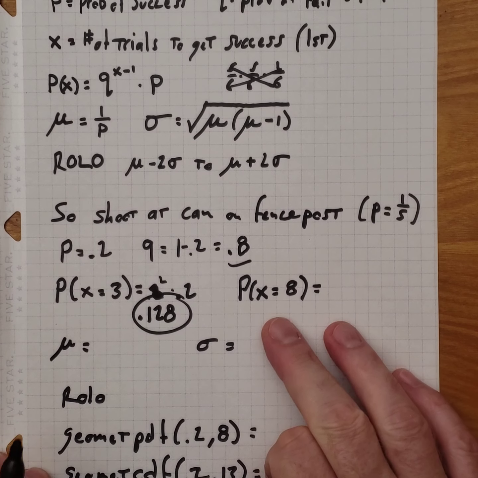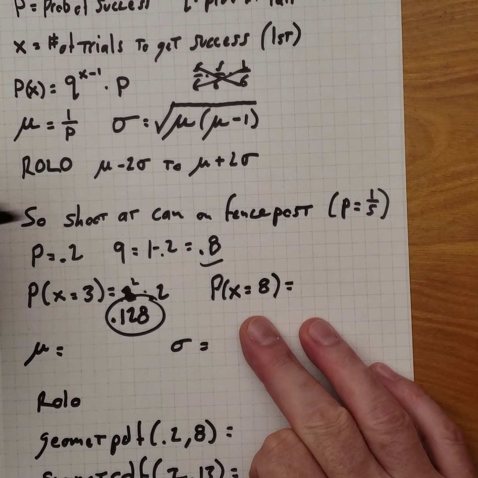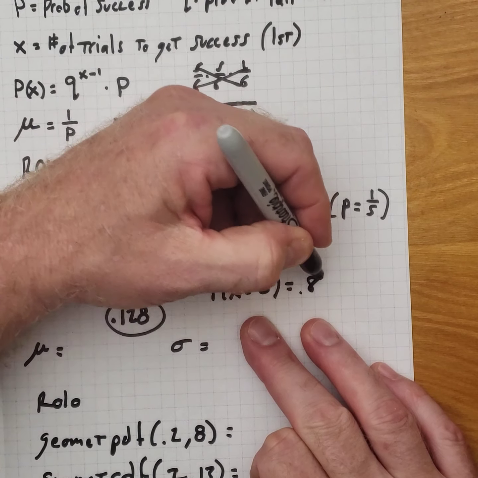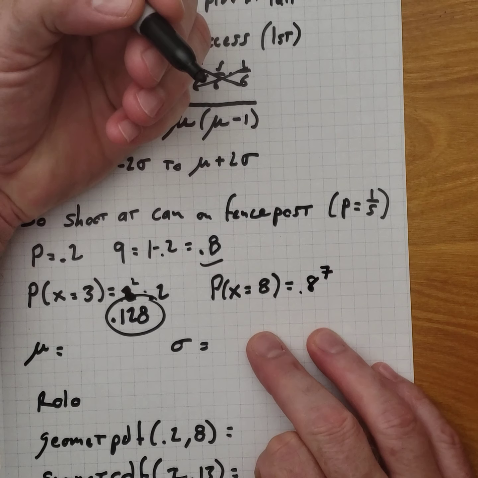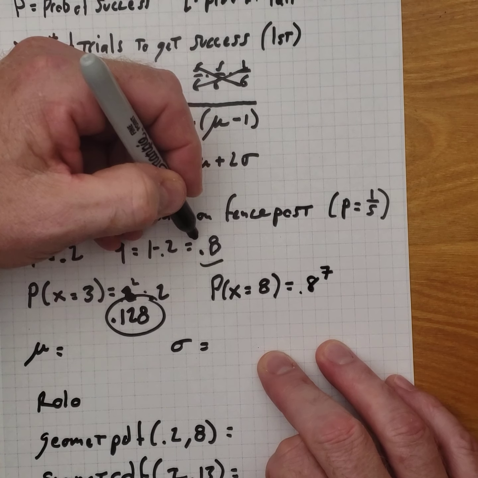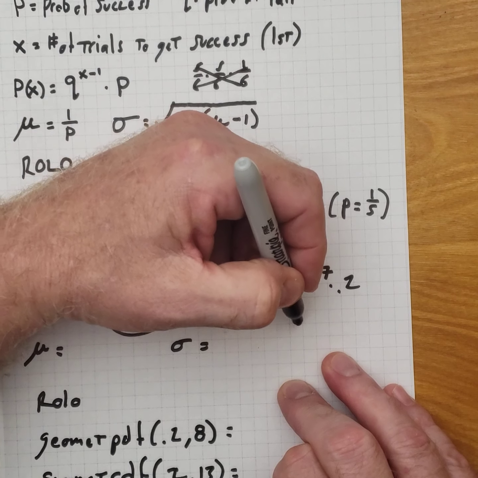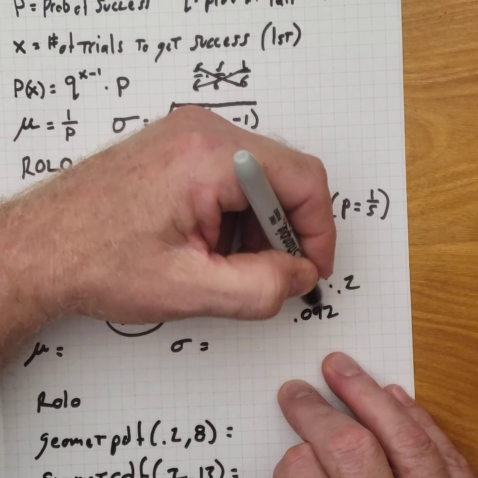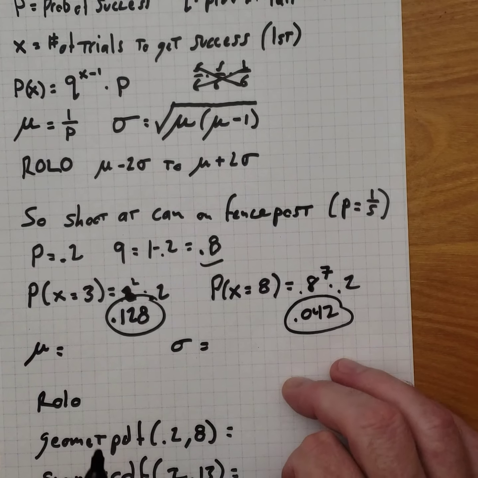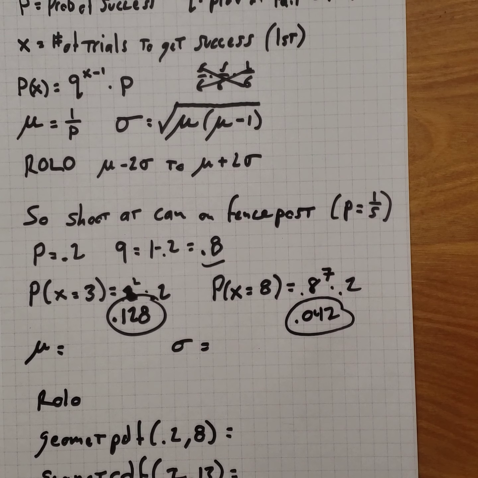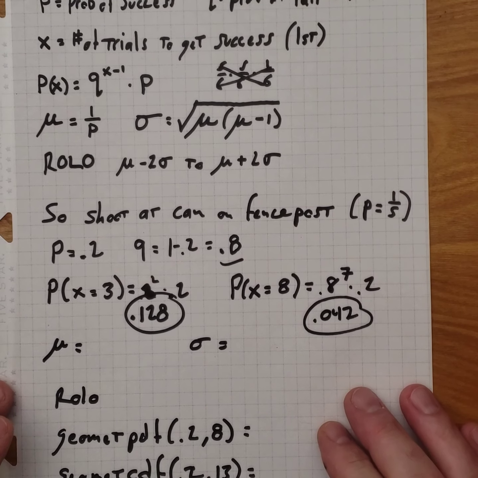What's the probability we'll hit the can with the eighth shot? Well, that's going to be 7 misses first, so 0.8 probability of failure to the seventh power times 0.2, and that actually is going to be about 0.042. About 4% of the time we're going to hit it with our eighth shot.